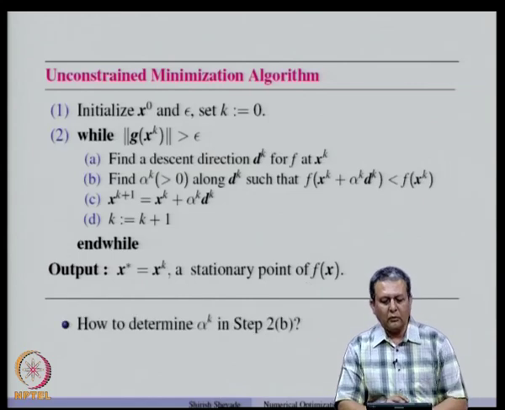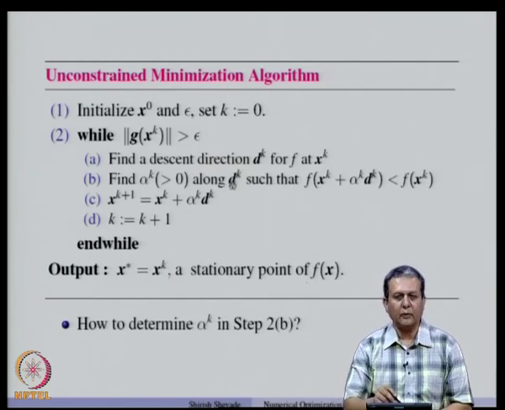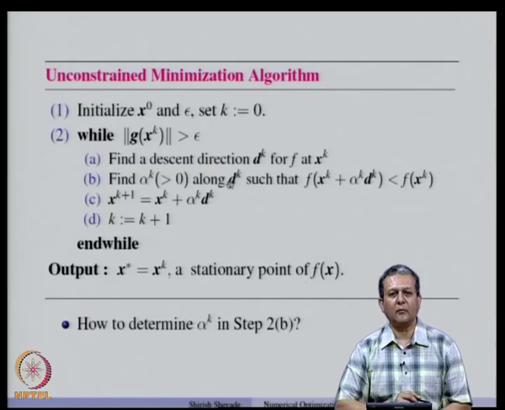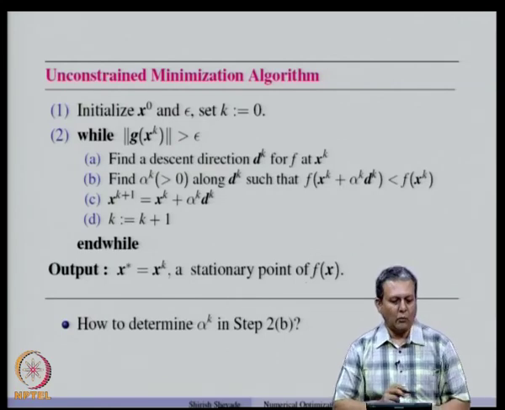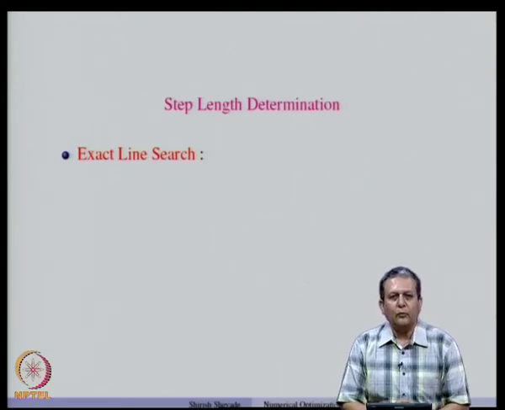Now, we know that the descent direction can be obtained by finding the direction d such that g k transpose d is less than 0. Now, how to find alpha k in step 2b of this algorithm, we will discuss that now. There are two ways to determine this step length. One way is called exact line search and the other one is called inexact line search.